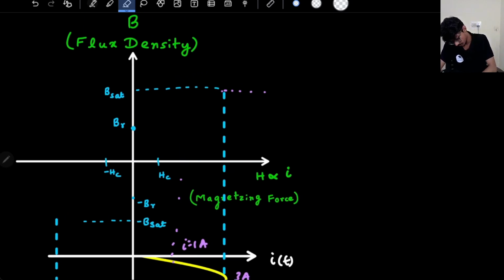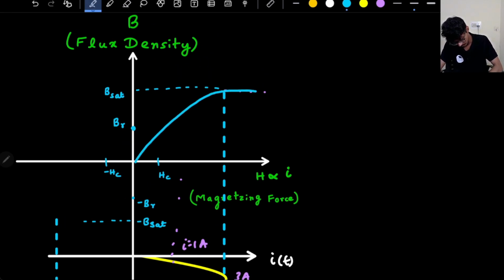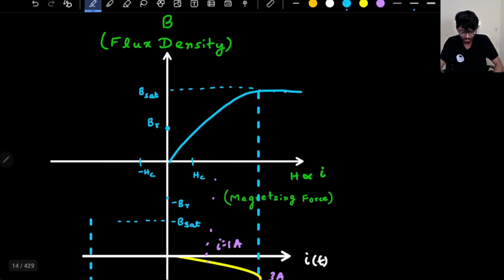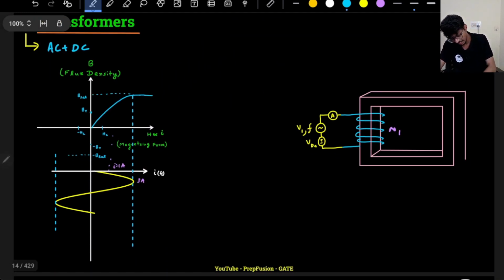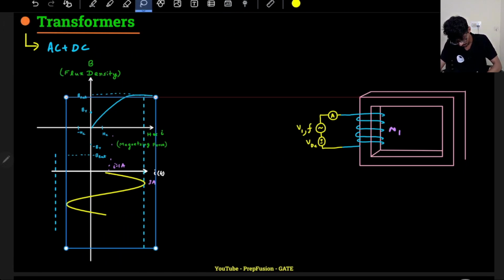Normal curve would be somewhat like this. Okay, after this it saturates. Now, if I have actually applied a DC, my current, right? Current will have two components, AC and DC. So current will be shifted now. Current will be shifted somewhere here.